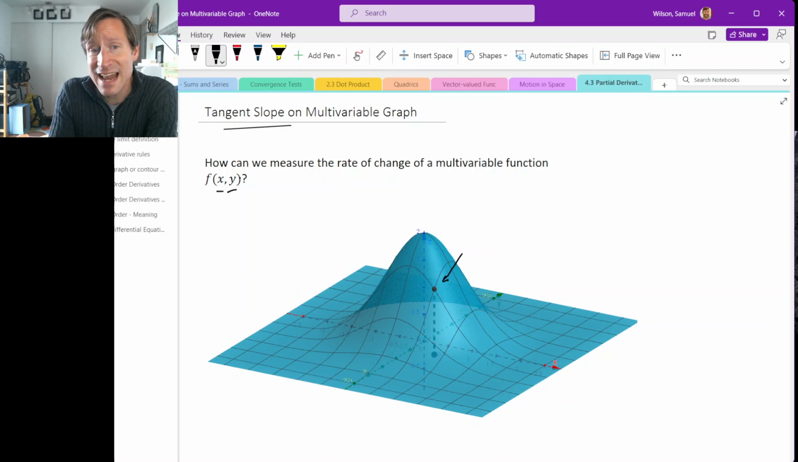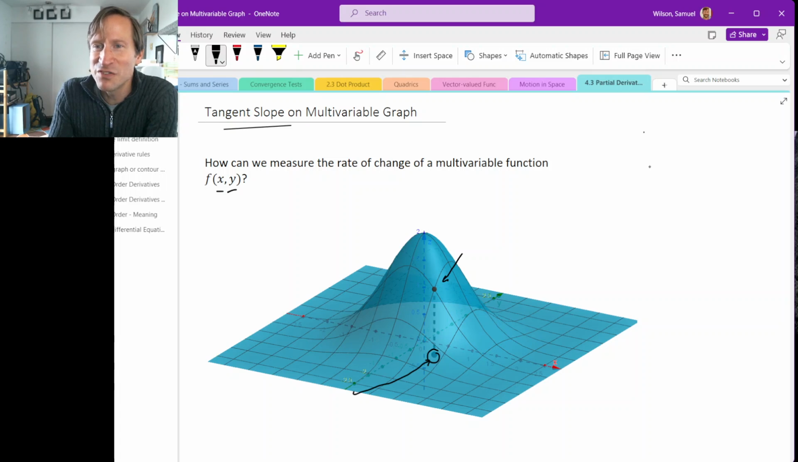And the effect that has on the question of tangent slopes is that when you ask about the slope of a tangent line, you have to specify what direction the tangent line is going. So this point on the graph is sitting above this point down here in the xy plane, and before we can talk about a tangent slope, we have to ask what direction this point in the xy plane is moving that creates the tangent direction up on the graph.